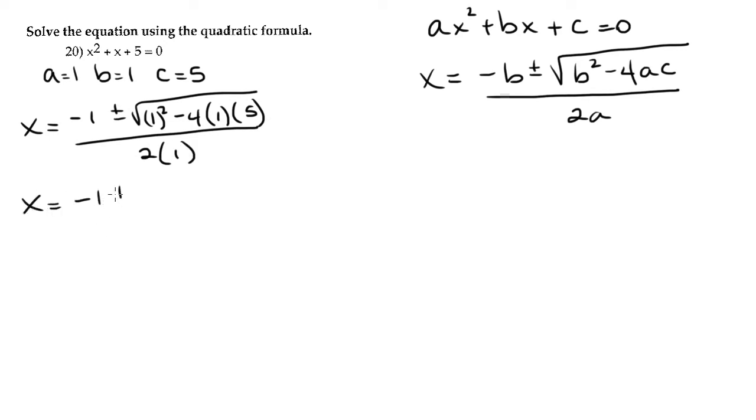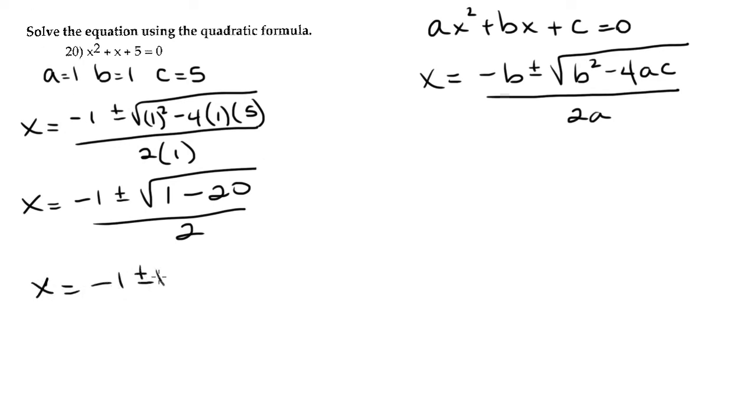X equals negative 1 plus or minus the square root of 1 squared, which is 1, minus 20, right? Over 2. X equals negative 1 plus or minus the square root of negative 19 over 2.